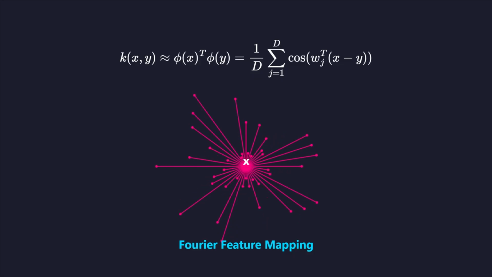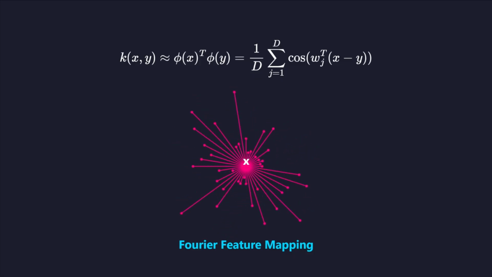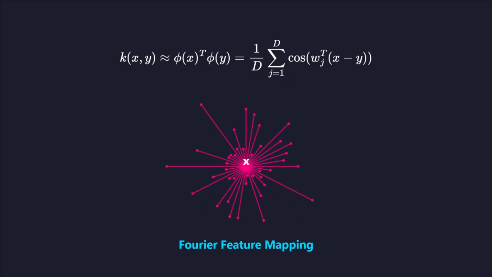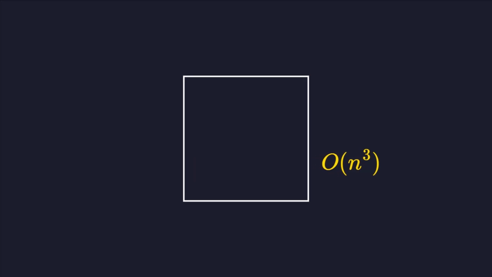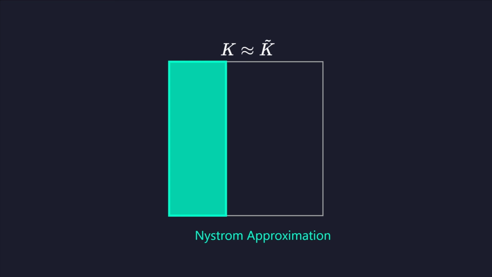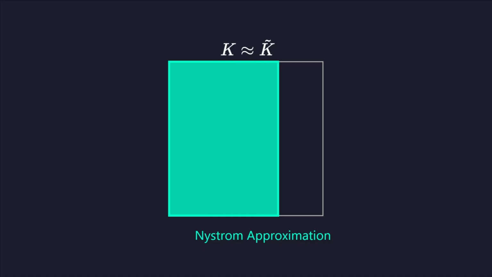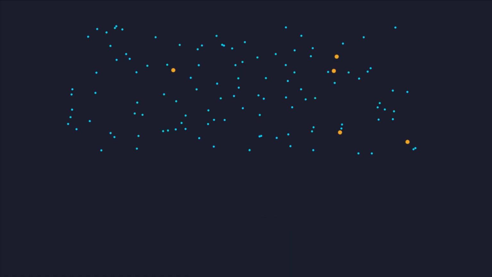Random Fourier features approximate kernels by sampling from the frequency distribution guaranteed by Bochner's theorem. This allows us to map data into a low-dimensional space where a simple linear inner product approximates the original kernel. Standard kernel methods scale cubically with the number of data points, making them difficult to use for millions of observations. Approximation techniques like the Nystrom method use a subset of the data to estimate the full Gram matrix.